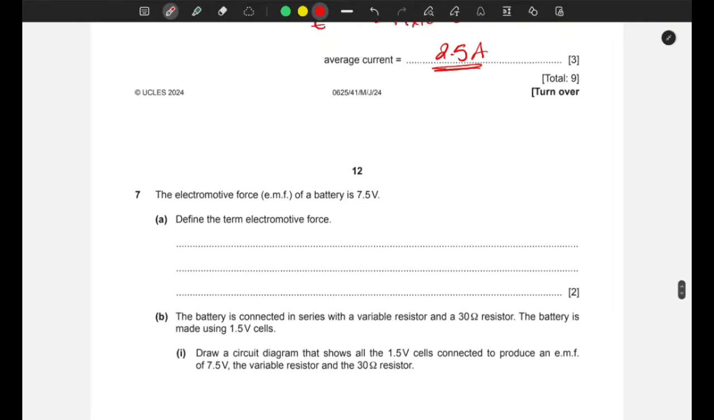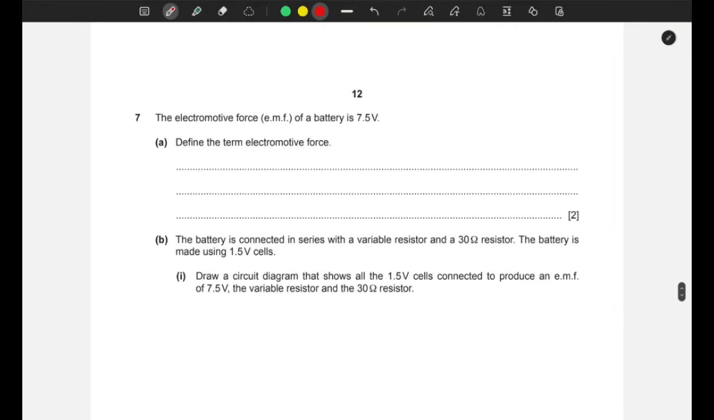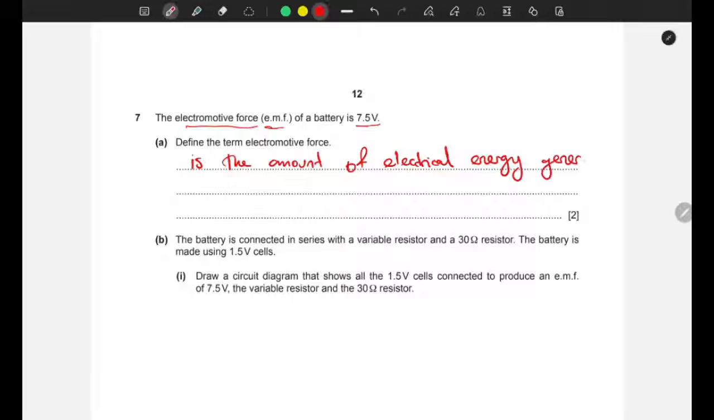Let's move on to the seventh question. The electromotive force, or EMF, of a battery is 7.5 volts. Define the term electromotive force. Okay, so electromotive force is the amount of electrical energy generated per unit charge.